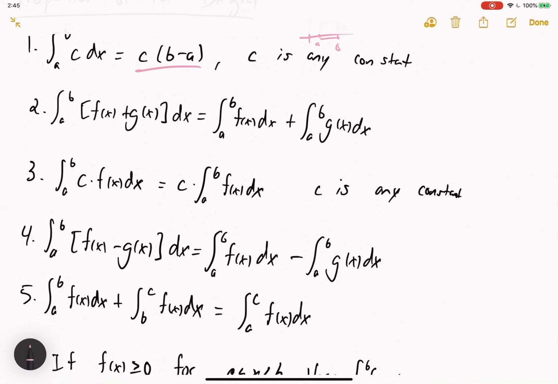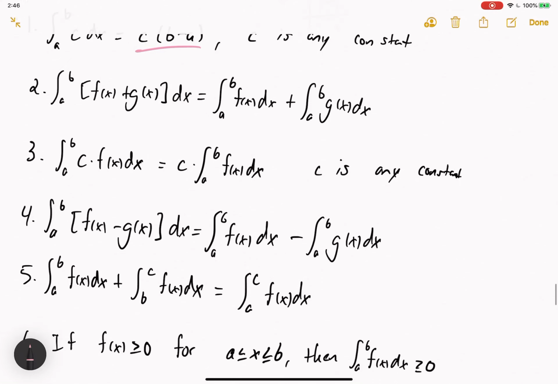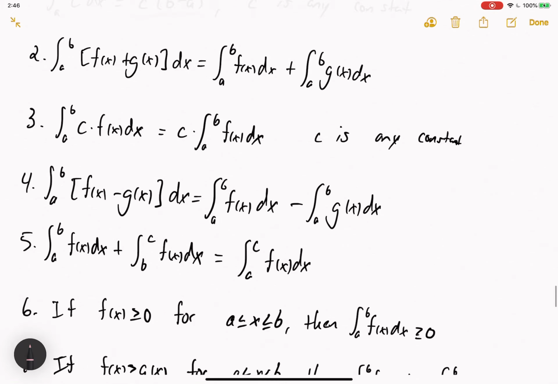We also have these other nice properties that go hand in hand with limits and sums. Because those properties with limits and sums do correspond to integrals, because that's how integrals are defined. So the integral of f of x plus g of x is equal to the sum of the integrals. So basically this tells us that the integral breaks over sums. Likewise, it also breaks up over differences.